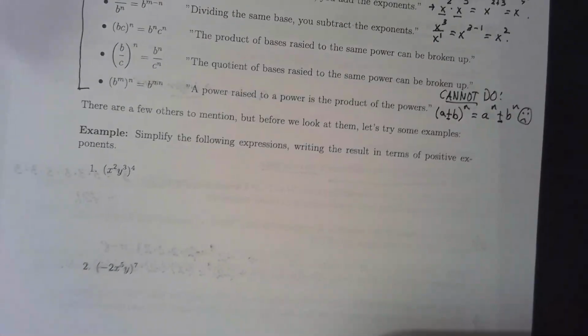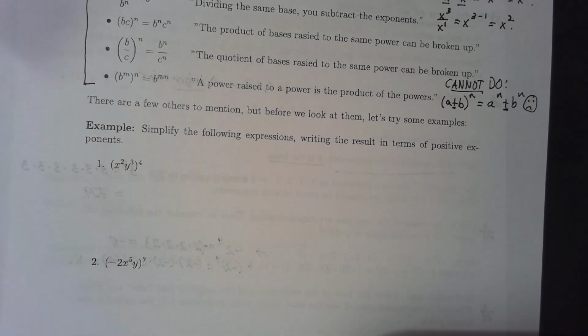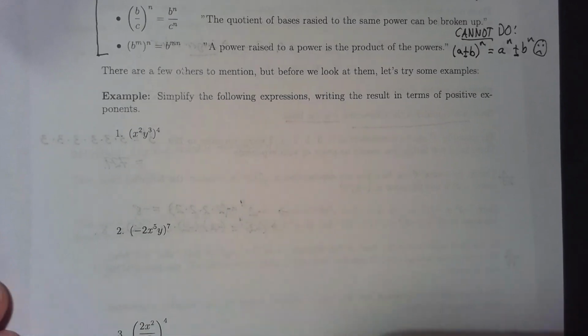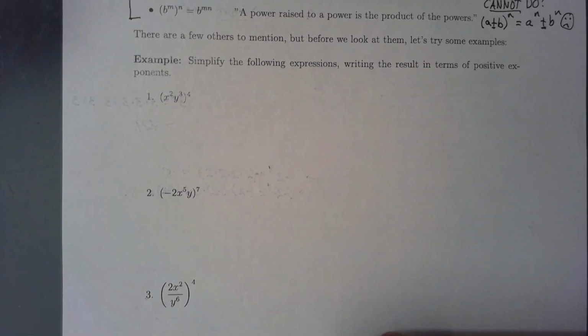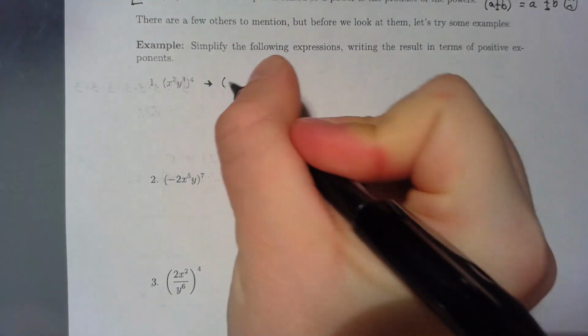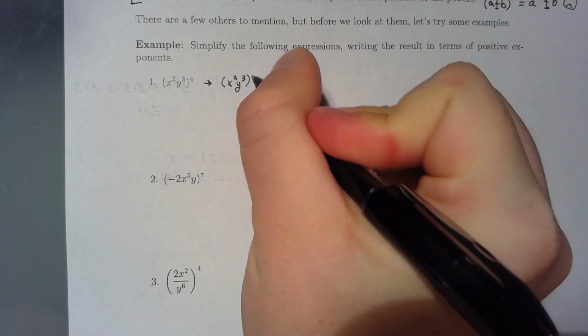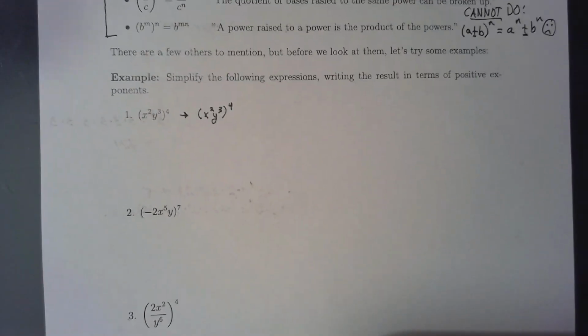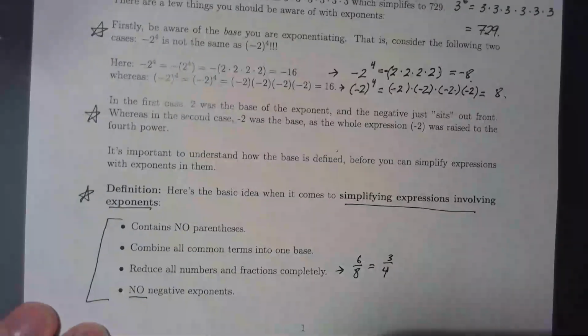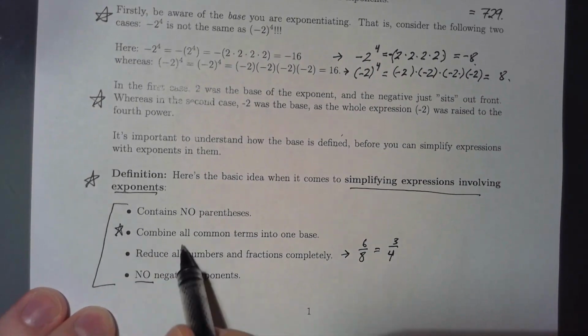So let's look at a few examples here. Simplify the following expressions, writing the results in terms of positive exponents. For this first case, let me just rewrite this because it looks a little blurry. I have x squared y cubed to the fourth power. Again, you have the notes. I will be sending the notes to you. All right, so how do we do this? If I look at my notes on the previous page, one of my four things to do is to combine all common terms into one base.